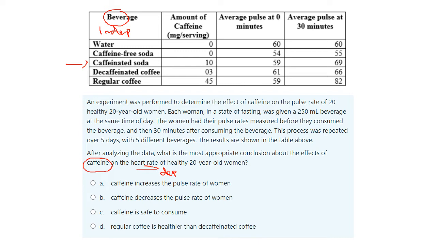What can we say? Well, water had no caffeine in it. And the heart rate started at 60, and then 30 minutes later, the heart rate was still 60. There was no change. Caffeine-free soda started at 54 heart rate, and it went up to 55, so only a +1. In the soda, there might be sugar, for example. Caffeinated soda, there was 10 milligrams of caffeine in this, started at 59 and went to 69, so that was +10.